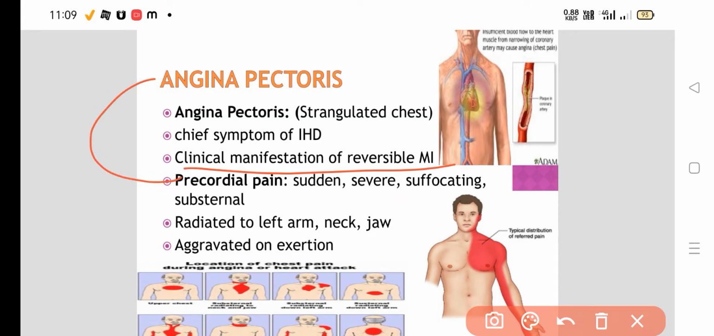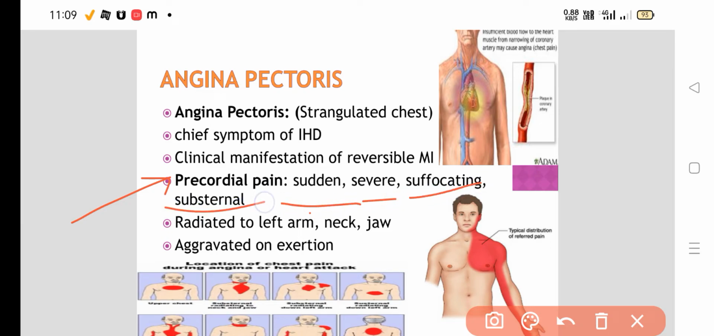Now, chest pain in angina is precordial in region, and it is sudden, severe, suffocating, and substernal in origin. What is the location of the pain? Precordial pain, which is sudden, severe, suffocating, and substernal in origin, below the sternum.